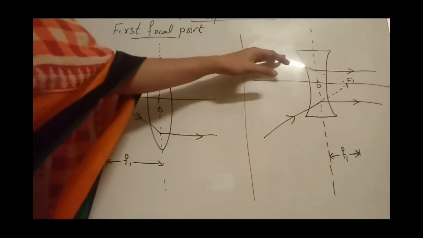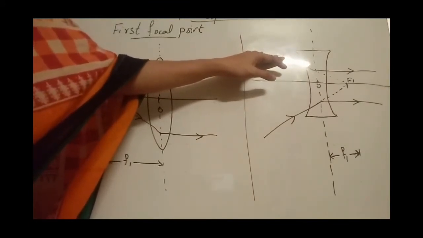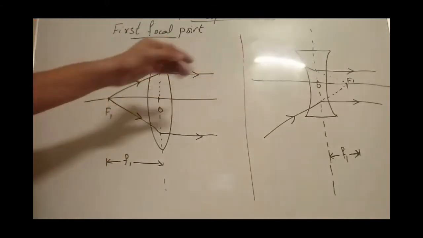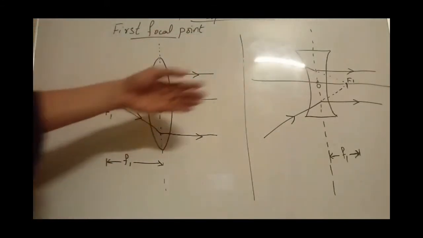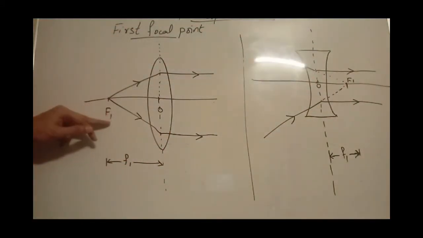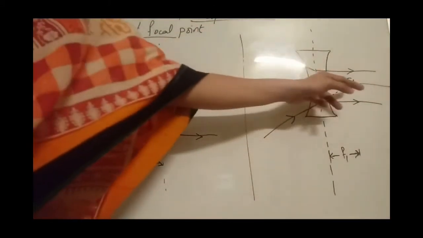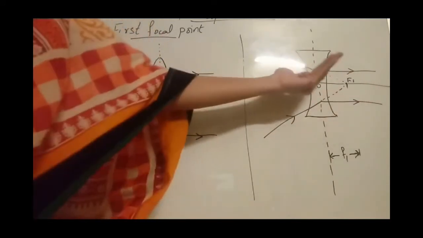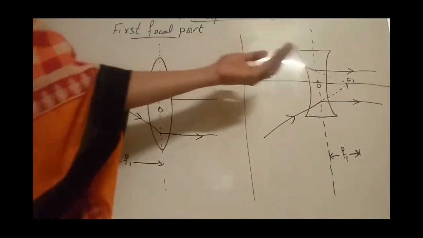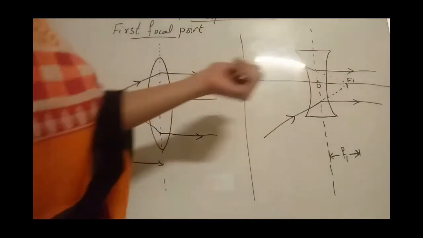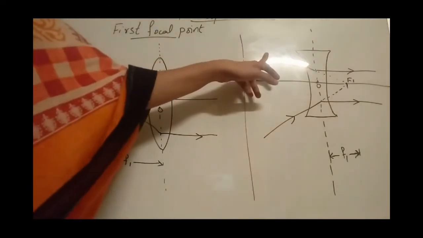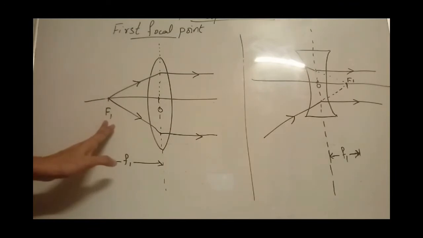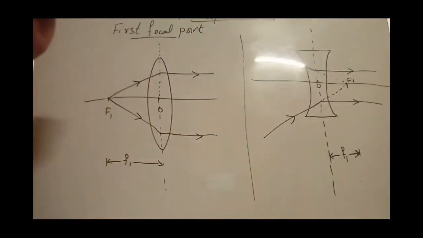So that is about the first focal point of the concave lens. Now if you analyze the first focal point of concave and convex lens, they are on two sides. Here F1 is on the left side, whereas for the concave case it is on the right side. In the center of curvature also, you saw that C1 and C2 were on opposite sides. Similarly, the first focal point is also on opposite sides.